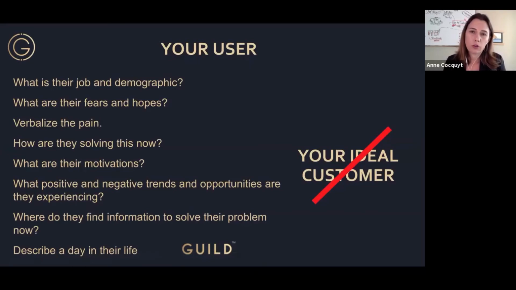And what we want to know about this person is, what is their job? What's their demographic? How old are they? What background do they have? Which university did they go to? What are their fears and hopes that you think they have right now? Verbalize that pain right now. How they're solving that problem right now. What are their motivations in life in general? And what negative or positive trends and opportunities are they experiencing?